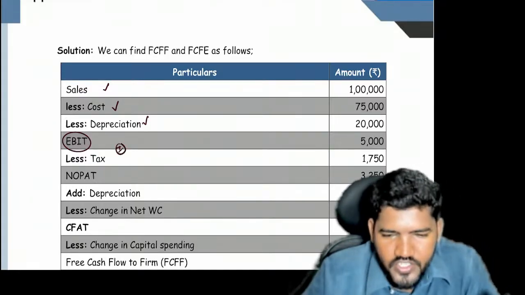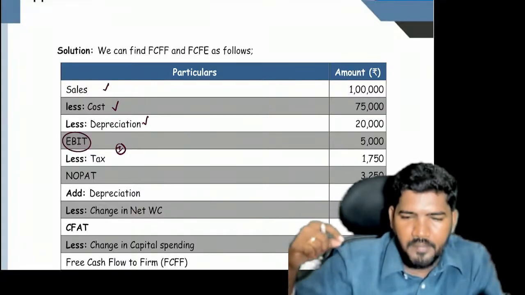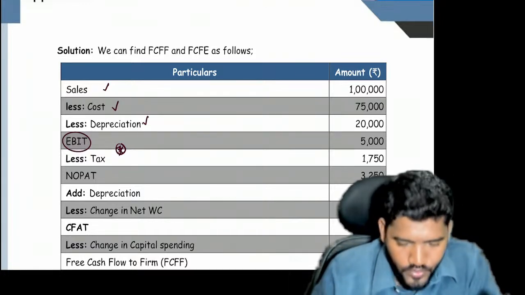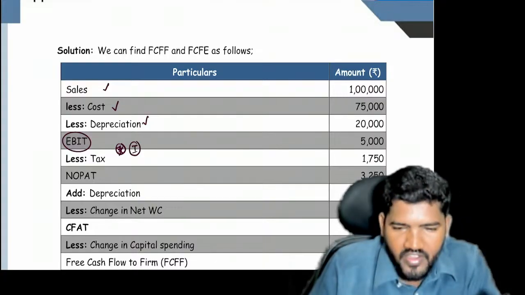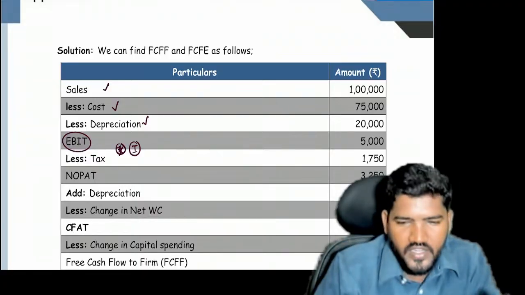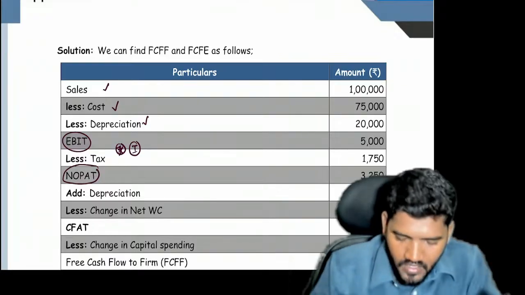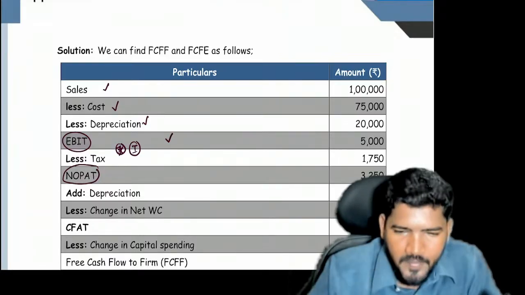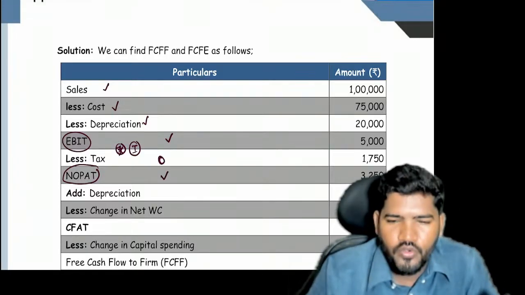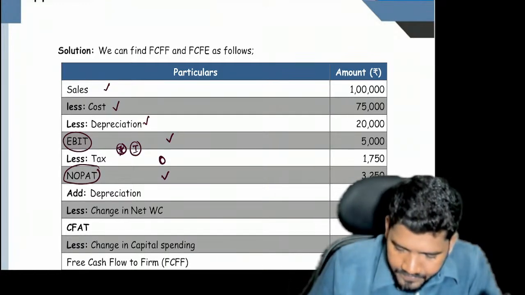Why are we not reducing interest? Because we are adjusting it at the time of FCFF. It is cash in the hands of the company for settlement of the debenture holder. That's why at this point we are not reducing it. If you reduce it here, you have to add it back again for settlement at the time of FCFF. So EBAT less tax gives NOPAT. Condition number 1, operating profit or not? Yes, it is an operating profit, EBAT. Condition number 2, after tax or not? Yes, because of the reduction of tax, it is after tax. Next, you have to adjust any non-cash expenses you already deducted. Yes, I deducted depreciation, so add it back.